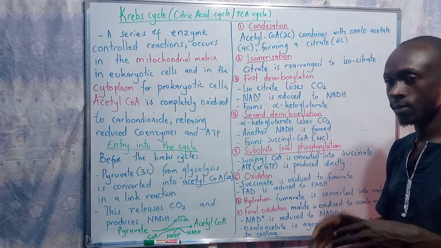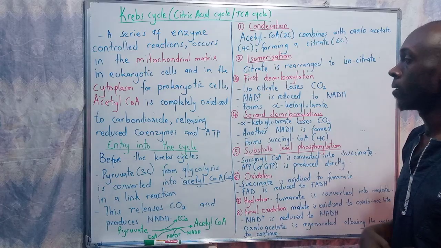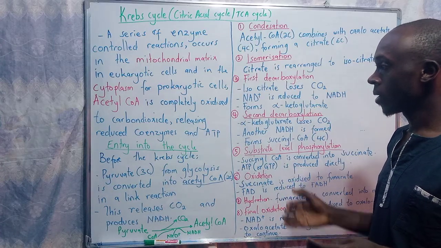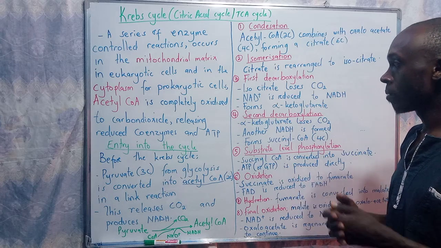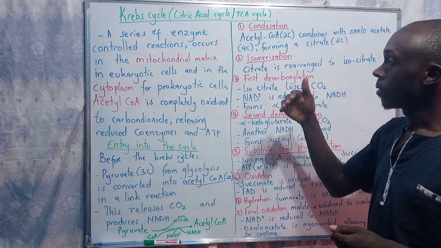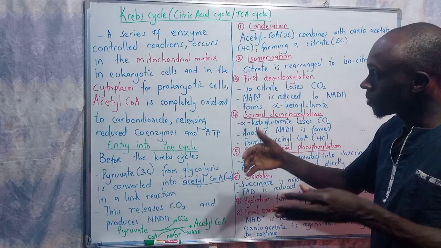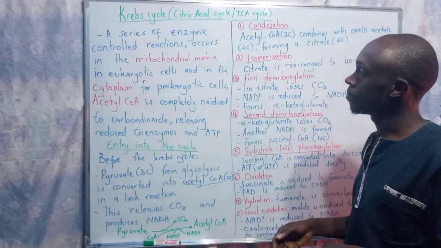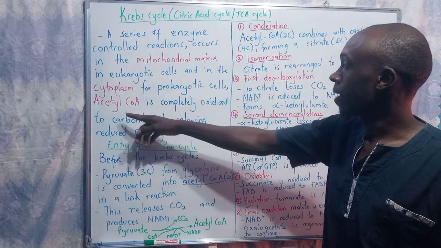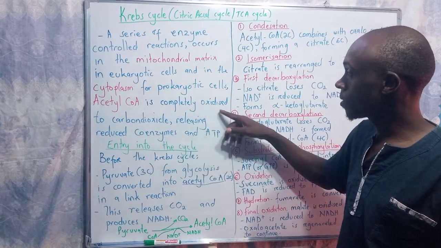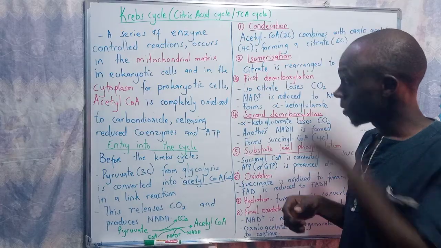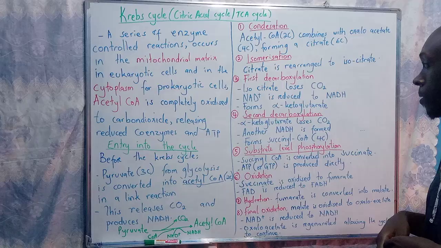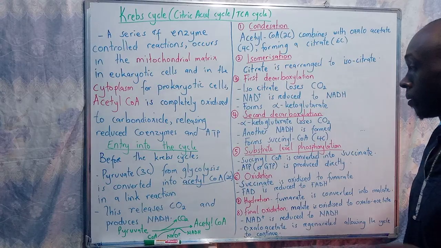So for them, they just have no membrane-bound organelles. Their contents are just dispersed within the cell, so we don't have any compartments or membrane-bound organelles. So instead, the Krebs cycle just occurs within the cytoplasm. So what is being involved is acetyl-coenzyme A is completely oxidized to carbon dioxide, releasing reduced coenzymes and then ATP, as we are going to see in the steps.